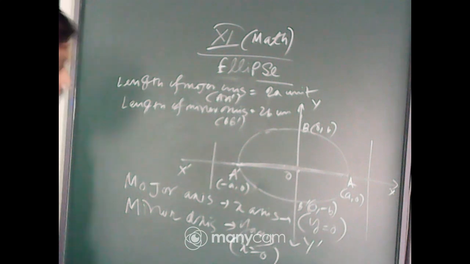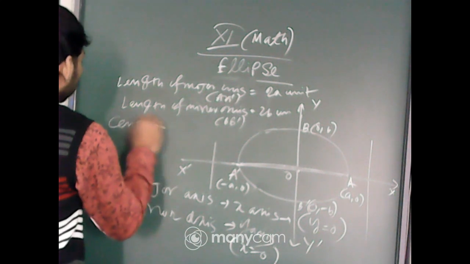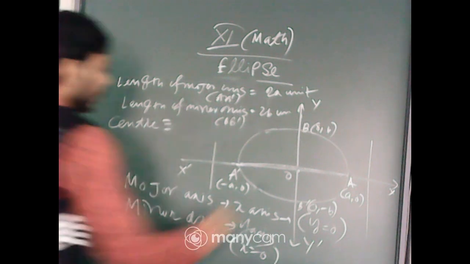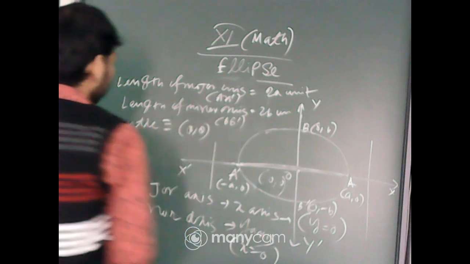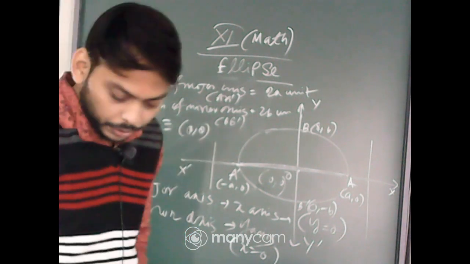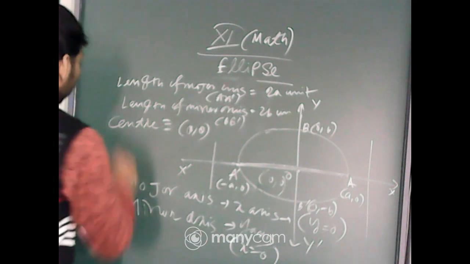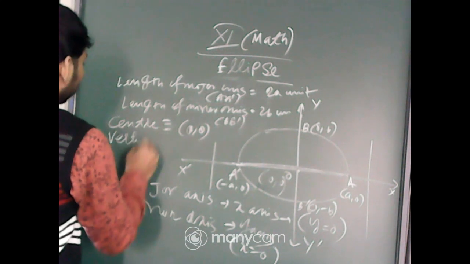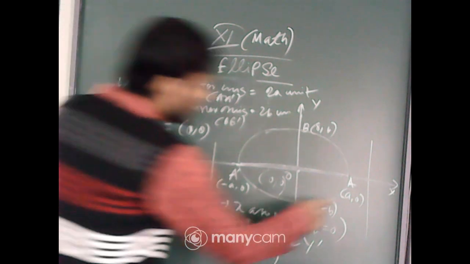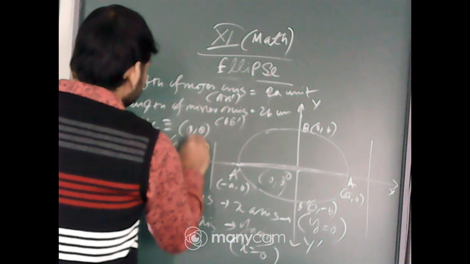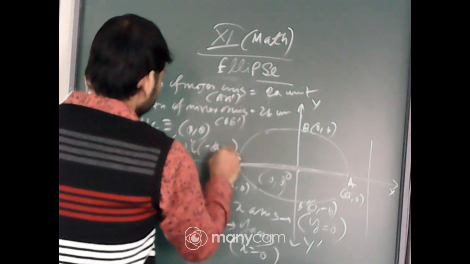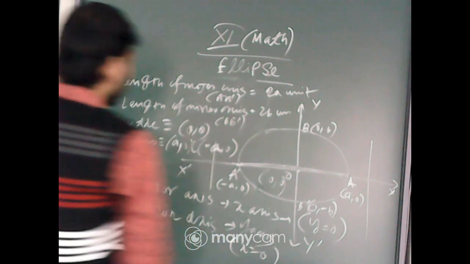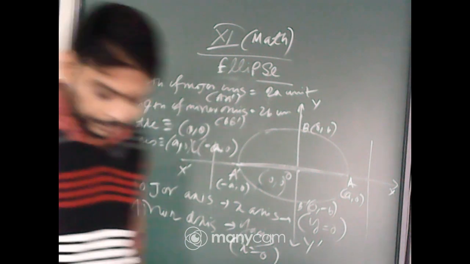Okay. Now tell me the center of the ellipse. Center 0, 0. Now tell me the vertices. Yes, very good. Vertices, I am telling you just a couple of minutes ago, a comma 0 and minus a comma 0, isn't it?